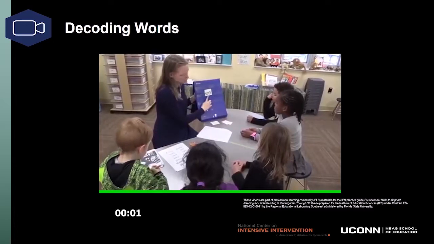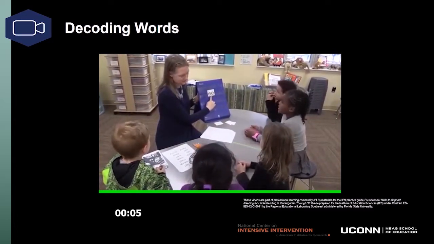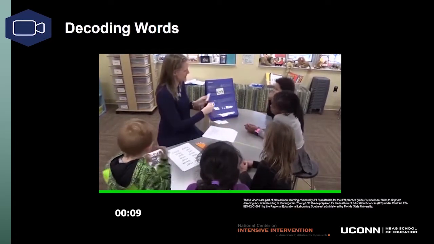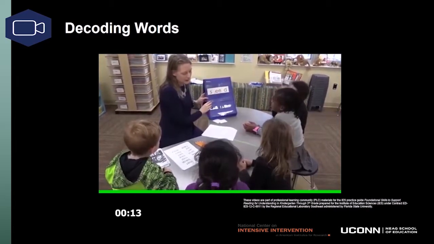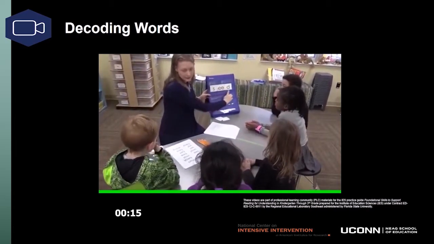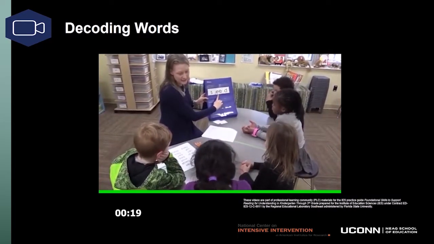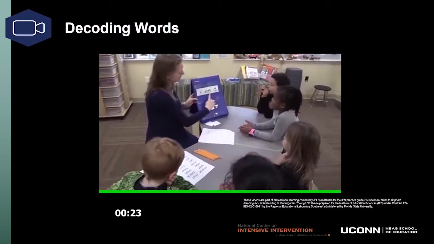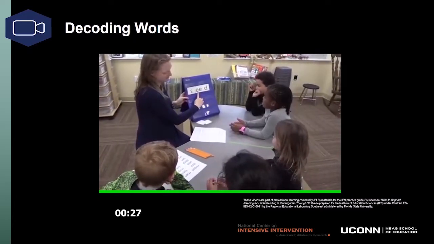So when I touch under E, you're going to say E. E. I'm going to put the S and the D back. When I do my finger under the word, you're going to say the whole word, seed. And when I touch under the E, you're going to say E. So let's try it a few times. Seed. E. Seed. E. Good.